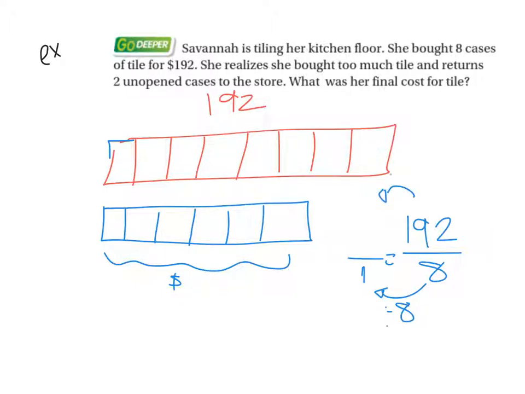So 192 divided by 8, I'm going to have to do over here because I'm not sure off the top of my head.